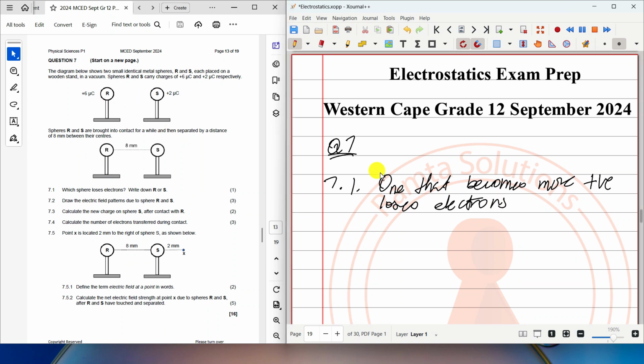So when they are brought into contact, remember, the new charge will be the average. All right, so 6 plus 2 will be 8 divided by 2, it will be 4. So this one will now have 4 microcoulombs. Therefore, it will be sphere S. Okay? It will be sphere S. That's your answer. Remember, the reason we are watching this video is to help you understand the answers that you are getting, or the answers perhaps that your memo is giving you.